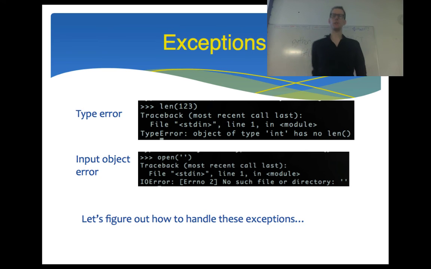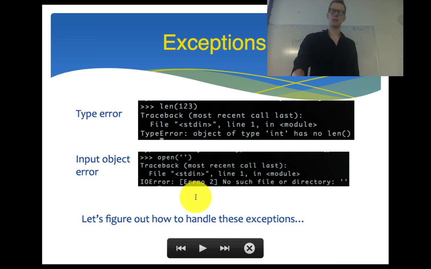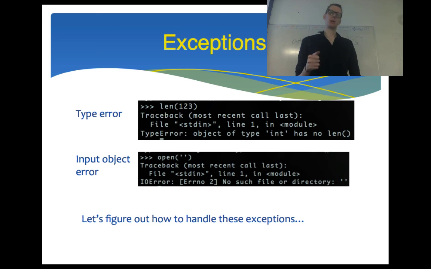Type errors mean you try to do something on the wrong data type. So if I try and get the length of a string, it'll work. If I try and get the length of a number, it won't work. So it doesn't know what the len of 1, 2, 3 is. So I get a type error that tells me that objects of type integer don't have a length. And input/output errors we'll come across tomorrow when we work with files. If you try and open a file that doesn't exist, you might get an input/output error.